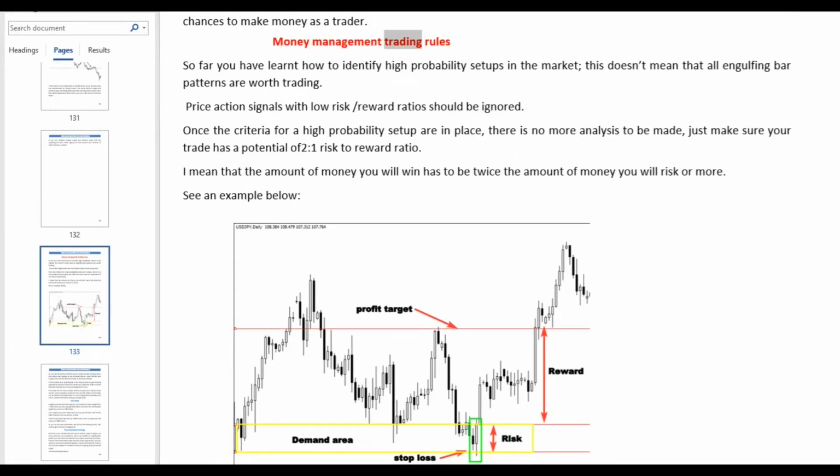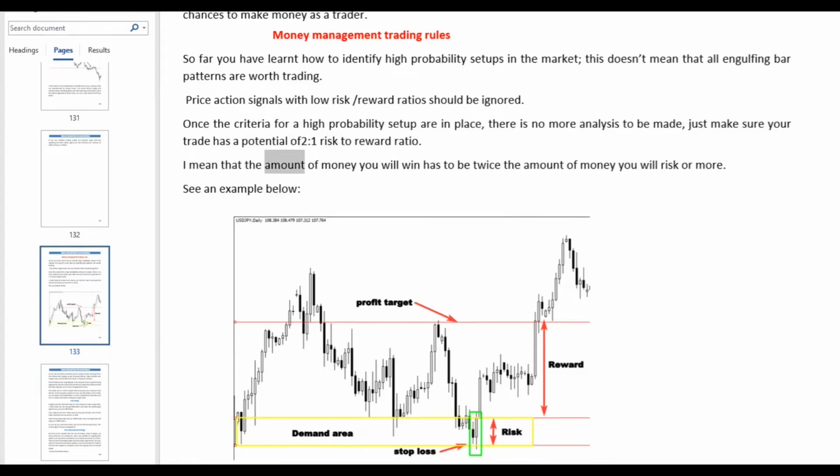Money management trading rules. So far you have learned how to identify high probability setups in the market. This doesn't mean that all engulfing bar patterns are worth trading. Price action signals with low risk/reward ratios should be ignored. Once the criteria for a high probability setup are in place, there is no more analysis to be made. Just make sure your trade has a potential of 2:1 risk to reward ratio.